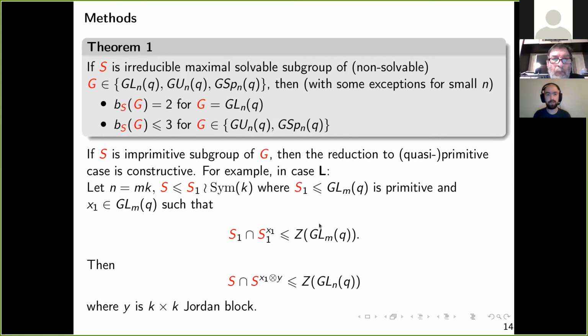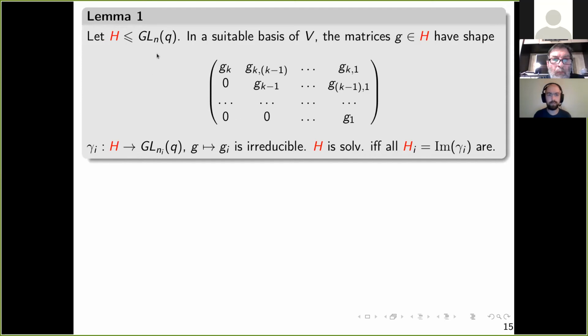Now if we go to reducible subgroups, I will also show you an example on linear groups. If H is a subgroup in GLN, then in some basis matrices from H are upper block diagonal, as I call it. So we have blocks on the diagonal. Each block basically corresponds to an irreducible representation from H to GLN I. And of course, if H is solvable, then all projections, HIs, are also solvable.